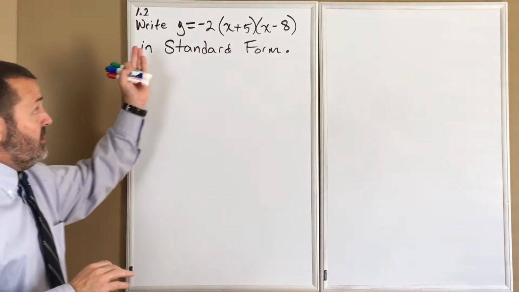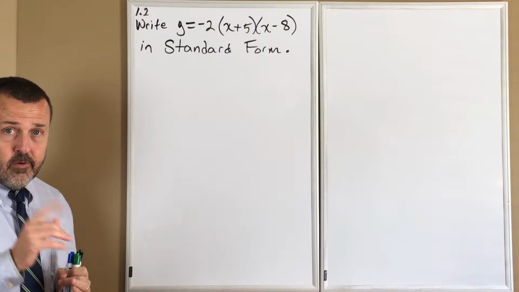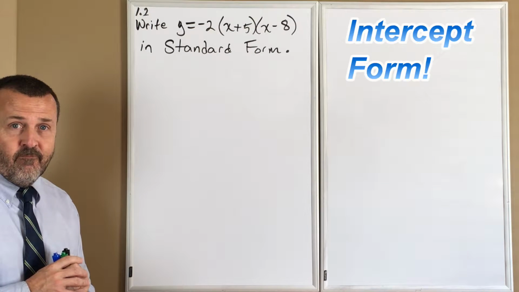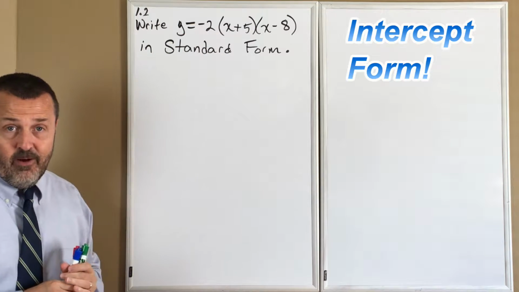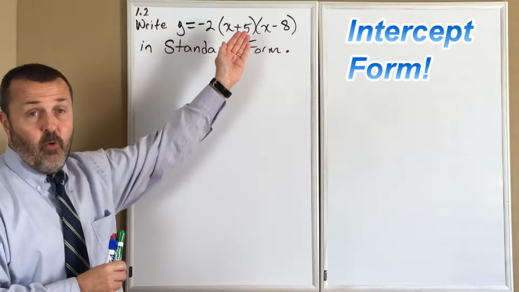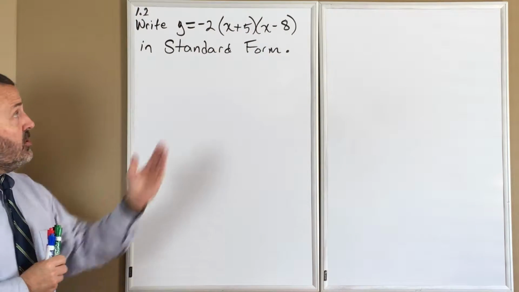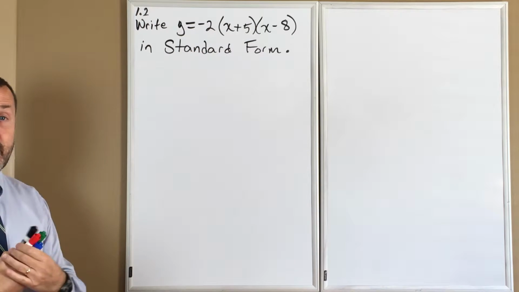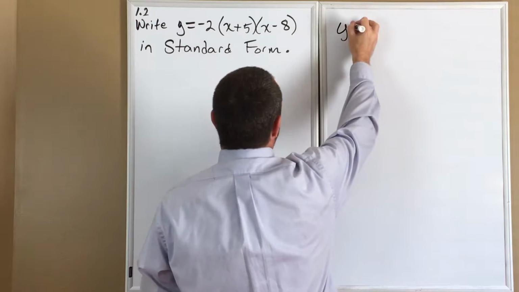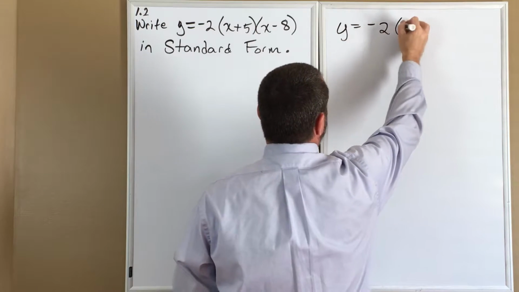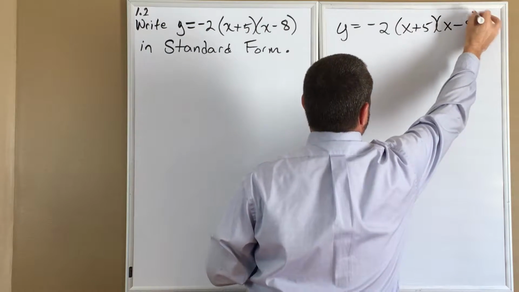Our problem says, write that function in standard form. What form is it in right now? That's right. It's in intercept form right now. And we're going to take that intercept form and change it to standard form. So let's take our function over to the right board and let's do this. y equals negative 2 times (x plus 5)(x minus 8).